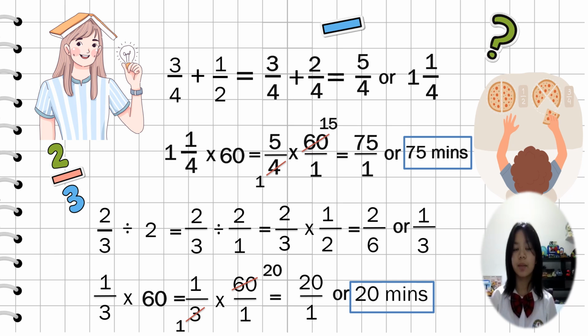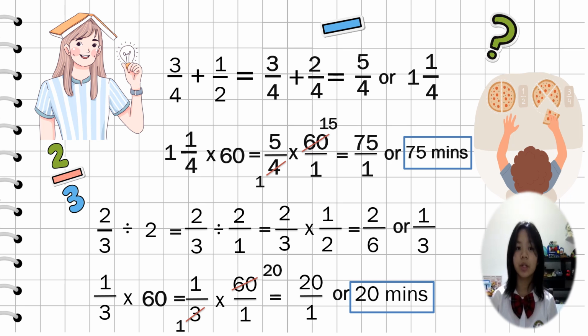To see the exact number of minutes, in 1 hour we have 60 minutes. So we multiply 1 and 1/4 by 60. We will change the mixed fraction into an improper fraction. 4 times 1 is 4, plus 1 is 5. Then we copy the denominator 4. So our improper fraction will be 5/4.